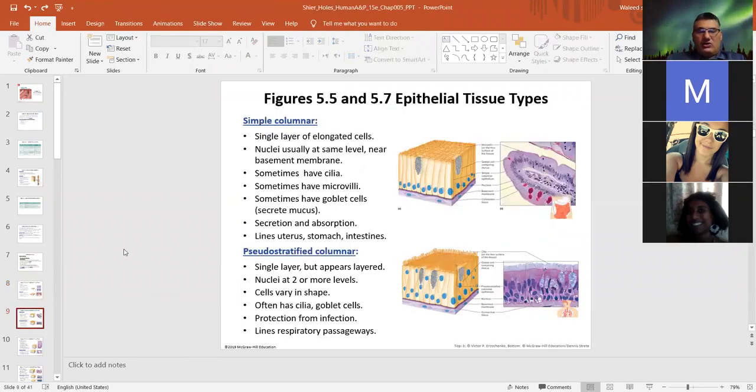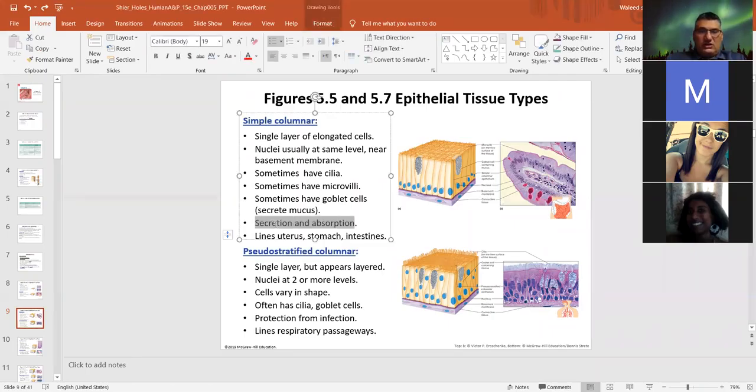Next is simple columnar. What does it mean? Simple means single layer. Shape is columnar, which is elongated. And location is uterus, stomach, and intestine. These cells help with absorption and secretion. So this is another important thing. What's the importance of simple columnar? Secretion and absorption. What does it mean? It means one layer of columnar. Where is it? Uterus, stomach, intestine. This is where it is located.